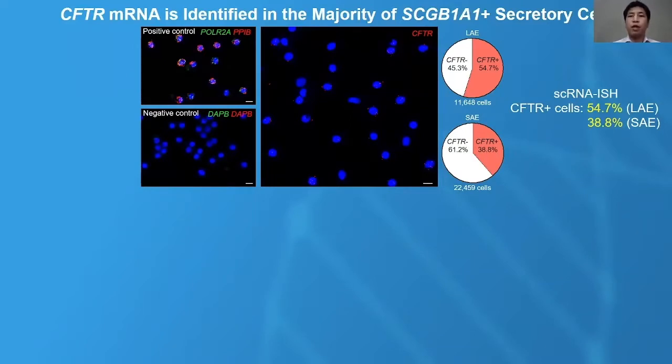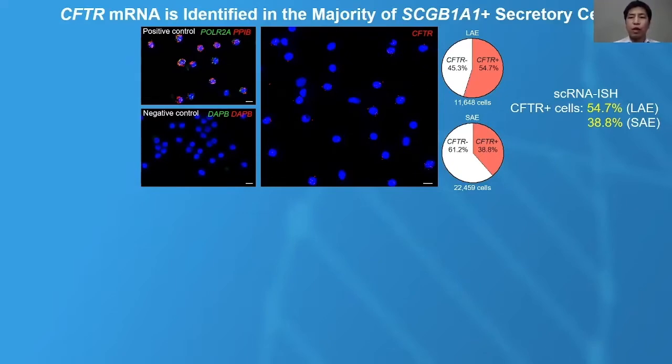Firstly, we generated single-cell cytospins from large and small airway epithelial cells and performed RNA in situ hybridization to look at CFTR mRNA at single-cell levels. So our quantification revealed CFTR mRNA expression in 55% in large and 39% in small epithelial cells, which is about 10 times more than single-cell RNA sequence data.